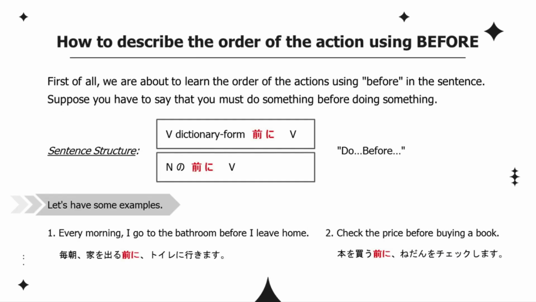1. How to describe the order of the action using before. First of all, we are about to learn the order of the actions using before in the sentence. Suppose you have to say that you must do something before doing something. Formation: before. Insert the verb's dictionary form or a noun. It means before doing, do.